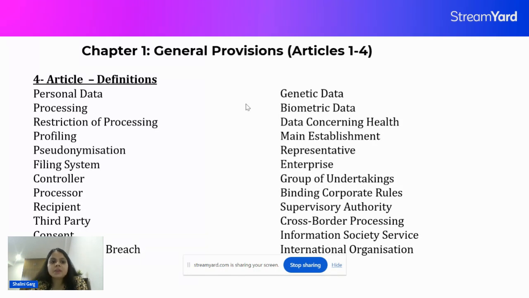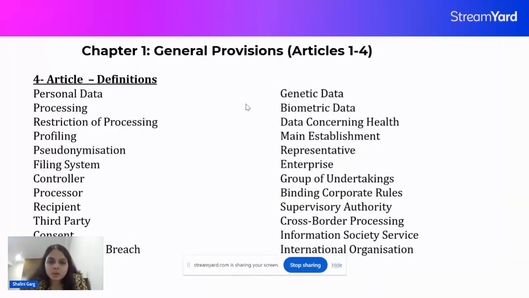Now, data concerning health. Any data which is related to physical health or mental health would be data concerning health. Now, main establishment. The central administrative location for a controller or processor with multiple EU establishments is the main establishment. It means that there are a lot of establishments in the European Union for one company, but there is one establishment which is known as the central administration, or, in our words, the headquarters.